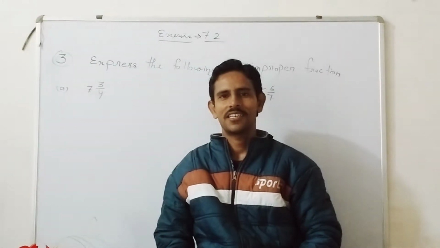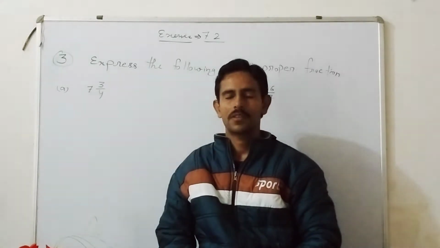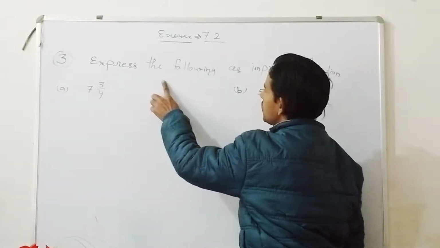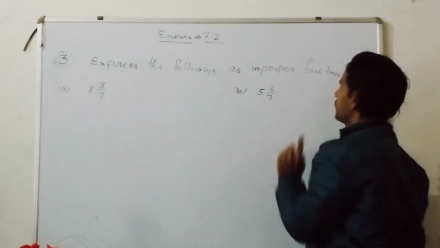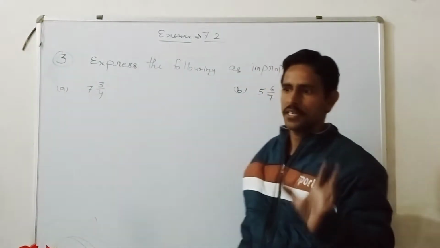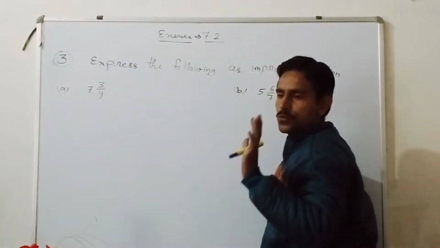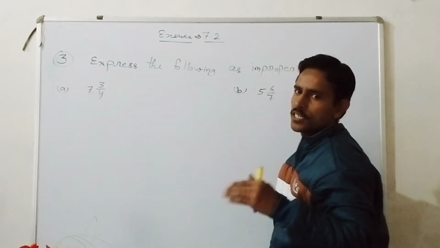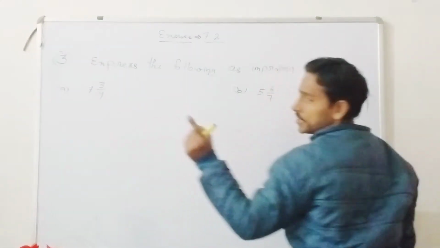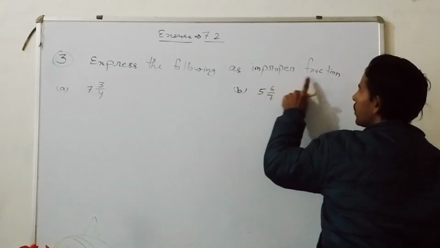Today I am going to start another sum from the same exercise 7.2, that is from the class 6 Mathematics book. Question number 3: express the following as improper fraction. Okay, all of you please pay attention in this sum, because if you are attentive, then you can understand that sum or any other sum very easily. So please pay attention and study the question. Express the following as improper fraction.